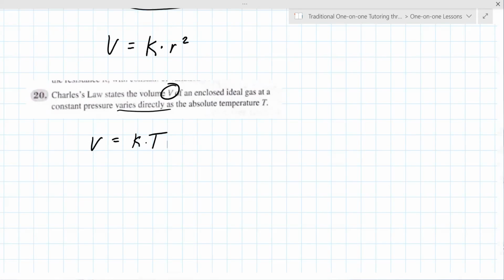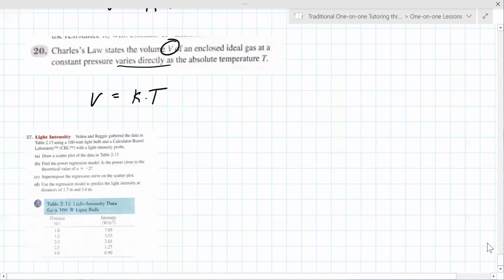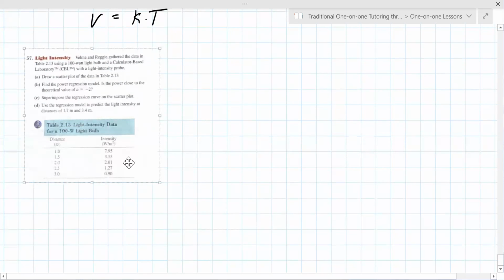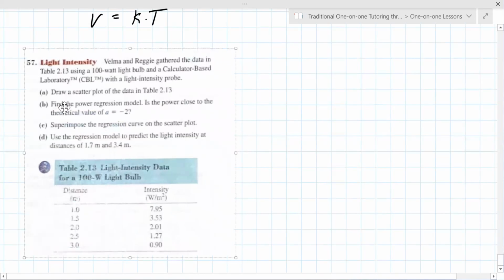And then 57. These are so all over the place. Alright, this one. Okay, so draw a scatter plot of the data. Find the power regression model.